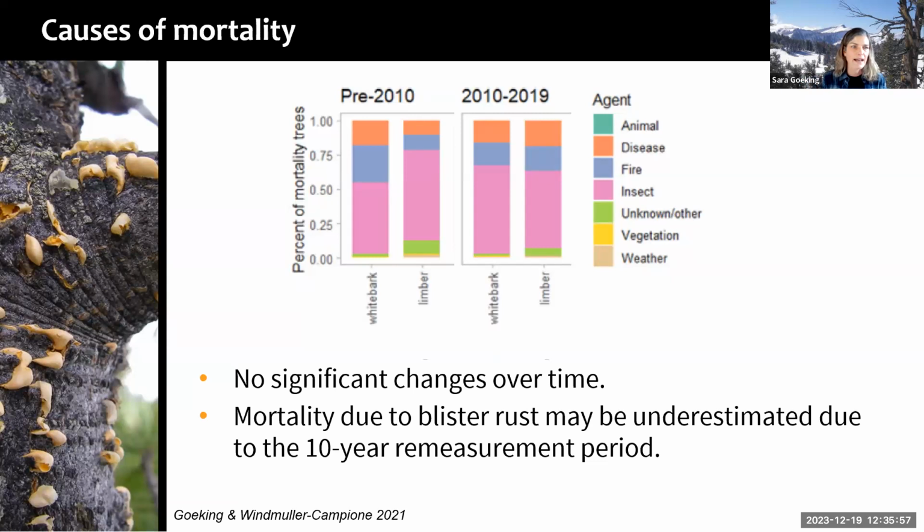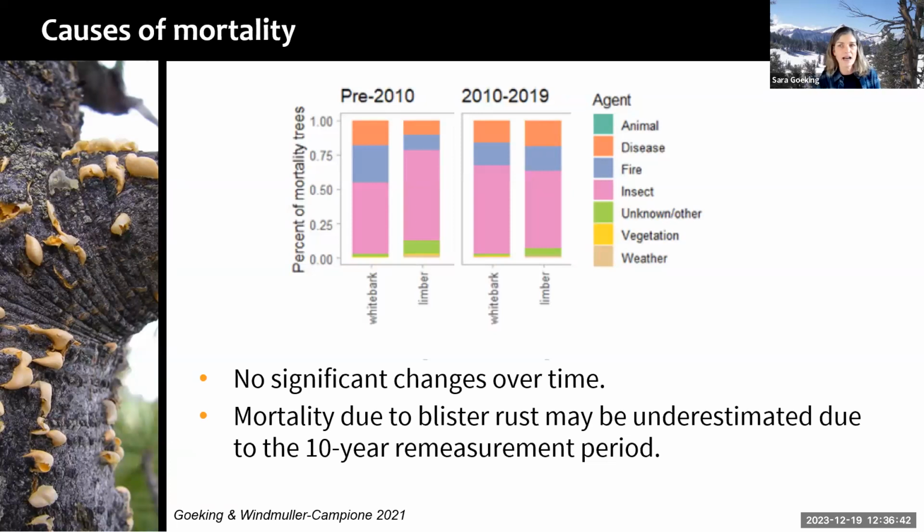So here, looking at different mortality agents before 2010 and then 2010 to 2019. So disease, the main one being blister rust, is a pretty small proportion of the mortality agents recorded for all of these trees. And again, if blister rust appeared after a crew measured a plot and killed the trees, and there was little to no evidence by the time the crew came back 10 years later, it would not be recorded. Things that were recorded, lots of insects and some fire, and fire was recorded more often even than disease was.